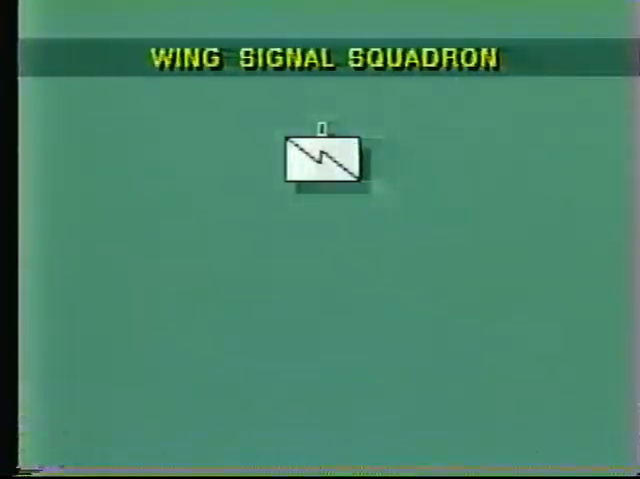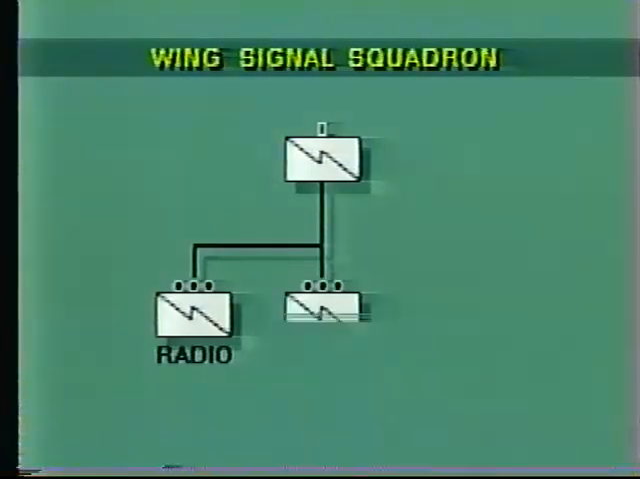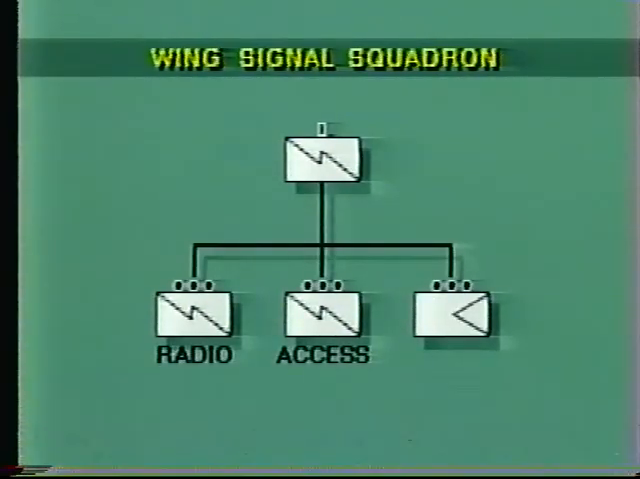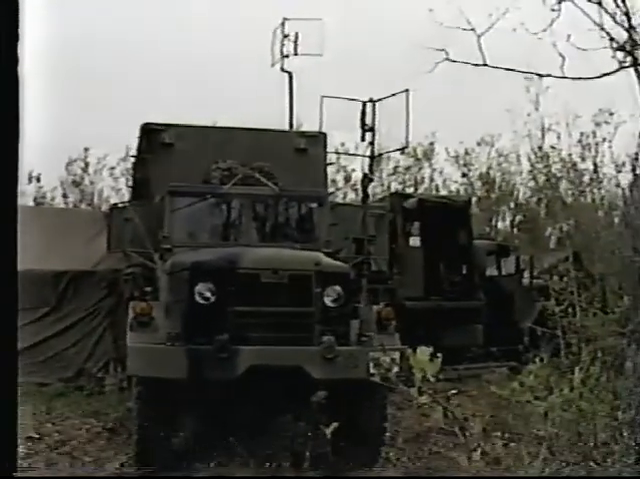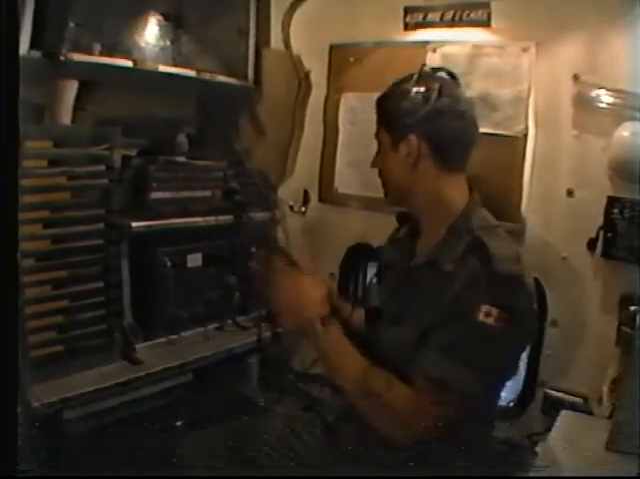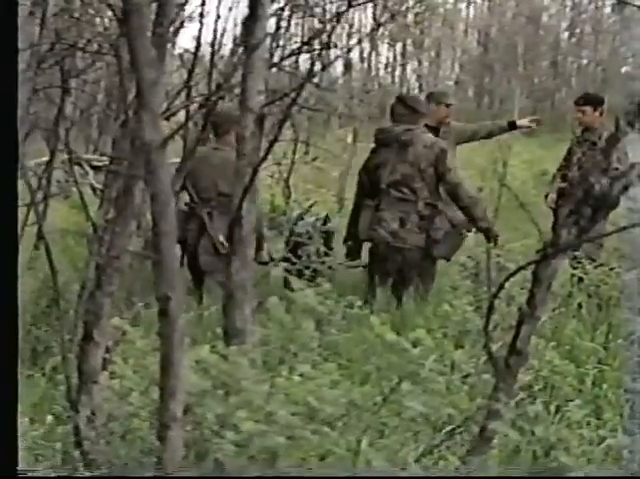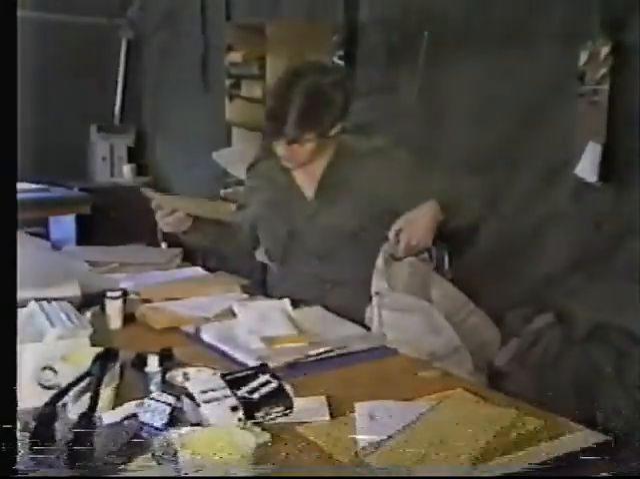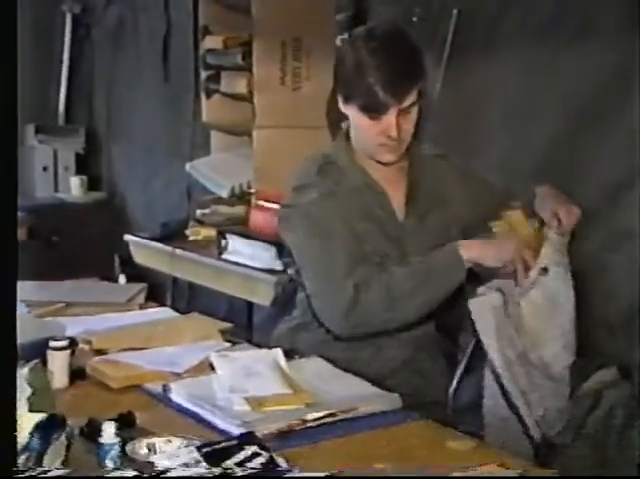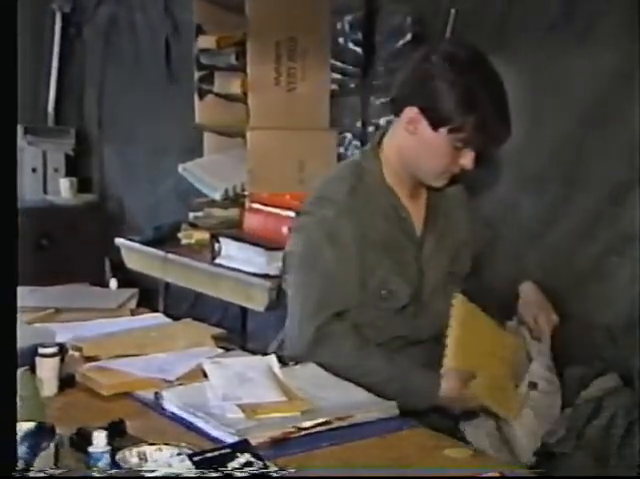The wing signal squadron includes a radio troop, an access troop, and a support troop. It provides the combat net radio detachments at the wing headquarters, interlinks to the area trunk system, internal line laying capability, and an SDS service. The support troop provides the headquarters with first-line administrative support.